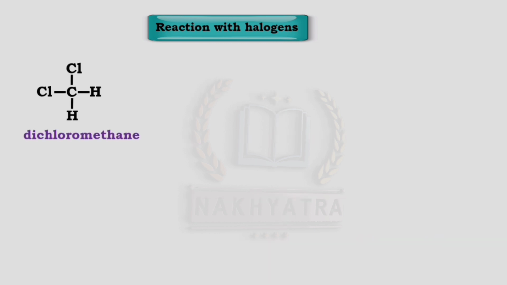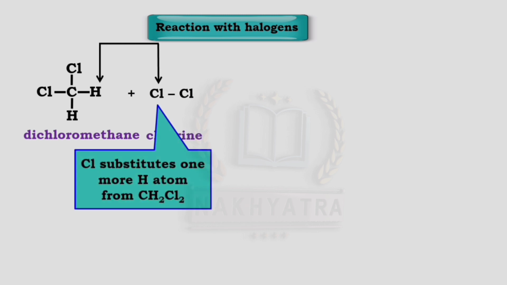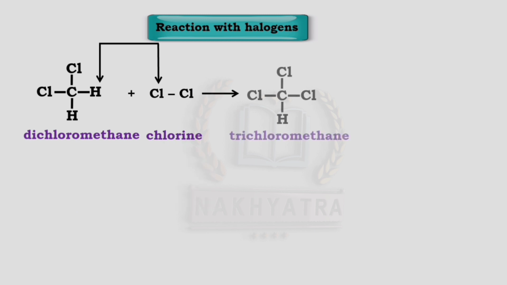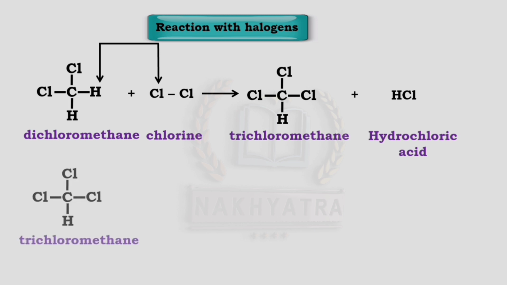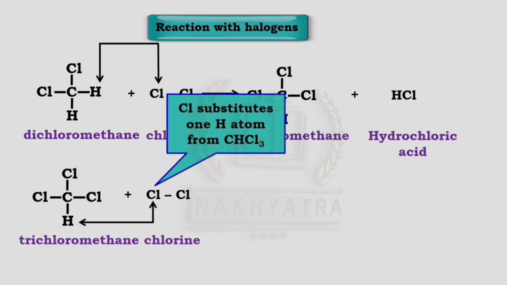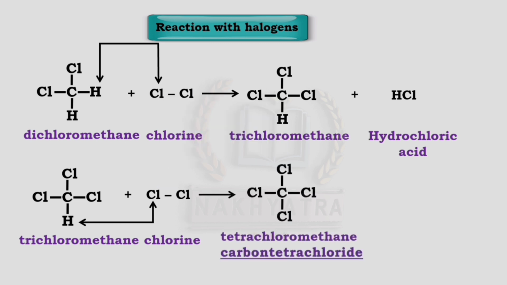Then again this dichloromethane is treated with chlorine, and the chlorine substitutes one more hydrogen atom from CH2Cl2, which gives trichloromethane plus HCl, that is hydrochloric acid. Then again this trichloromethane is treated with chlorine, and this chlorine substitutes one hydrogen atom, which gives tetrachloromethane or carbon tetrachloride plus hydrochloric acid.